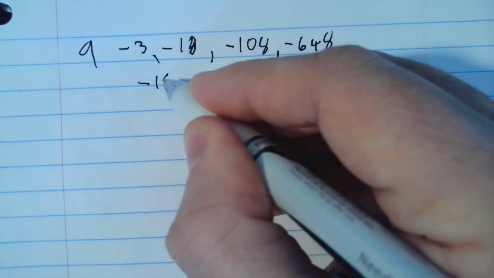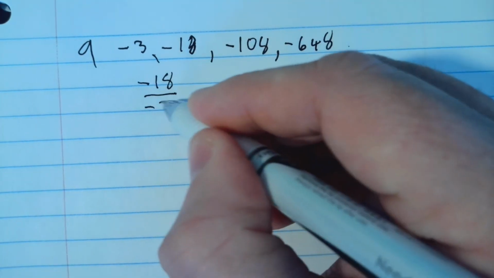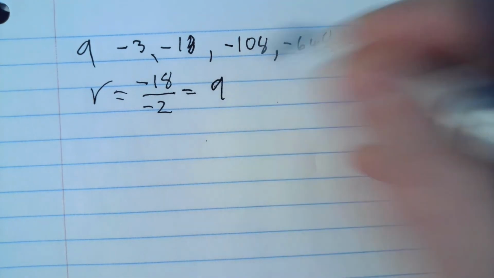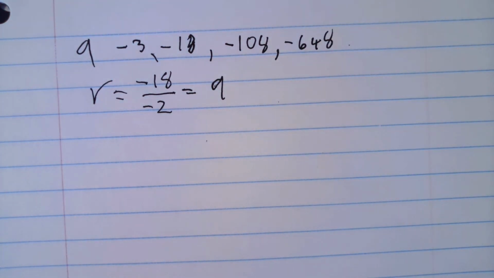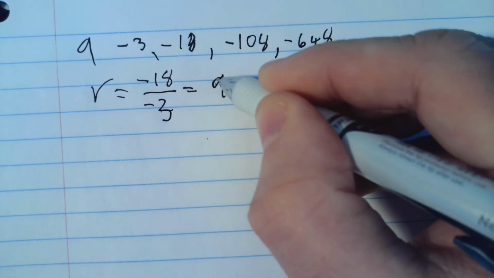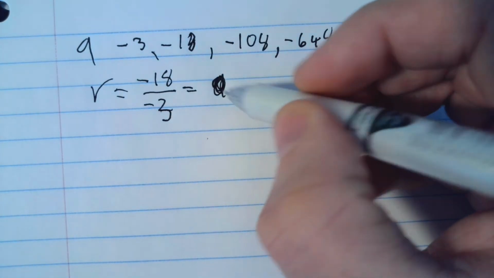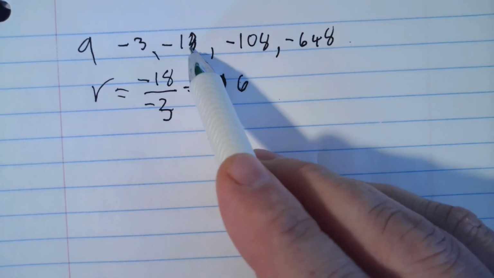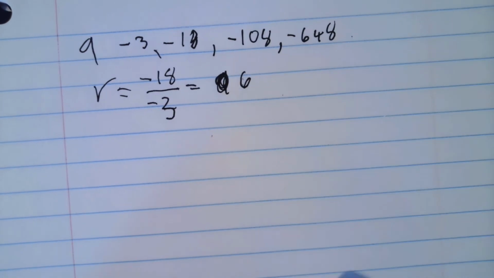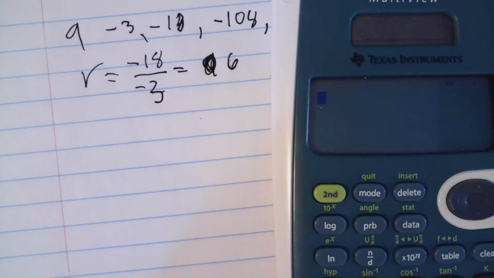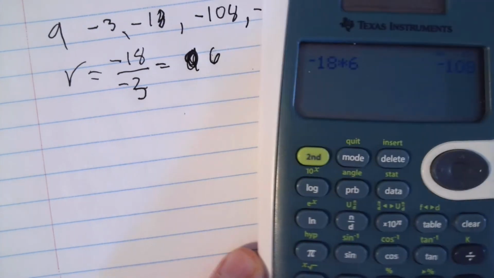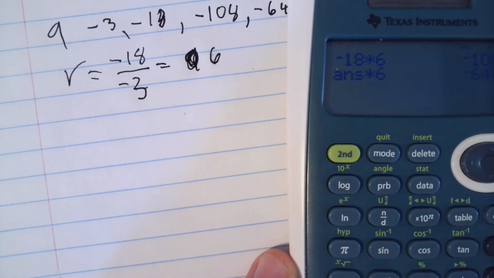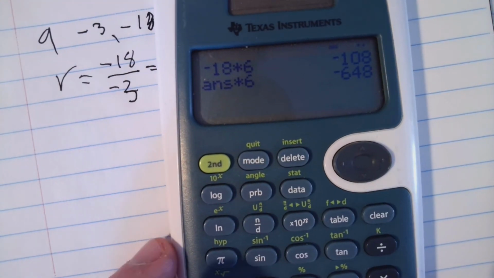So negative 18, take the second one divided by the first one, and that's going to be our common ratio. Let's test it. Oh, that's a 3. So this is going to be a positive 6. There we go. So 3 times 6 is 18. Negative 18, we'll start here, so you can kind of see how to do it. Times 6, 108, times 6, 648. So it doesn't really take very much effort.